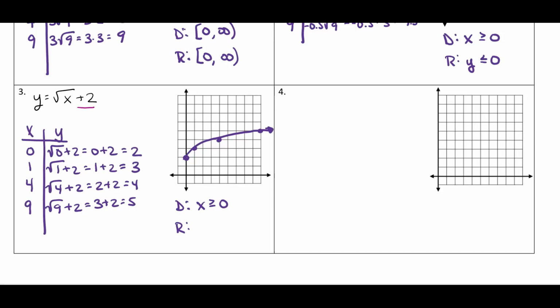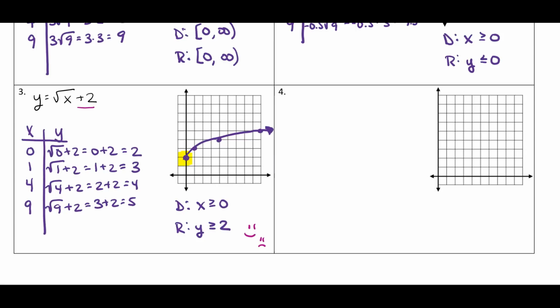Our range is no longer starting at 0. Our range is now starting at 2 because our starting point moved. It moved up 2 units. So you should have the range as y is greater than or equal to 2. So if you got this one correct, give yourself a little smiley face. If you got it incorrect, give yourself a little frowny face and make sure you fix it. Okay, and a couple of things you need to make sure you're writing is make sure you have the arrow, and there's only one arrow. It's going towards the right side.